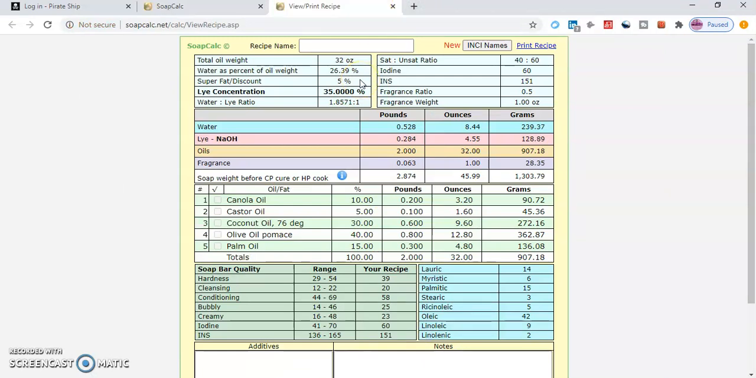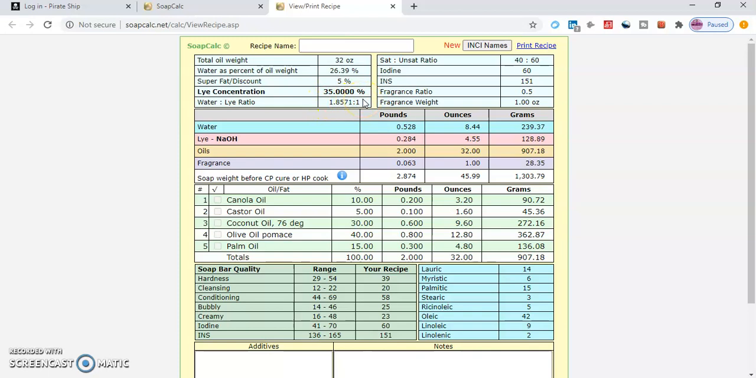What we're going to do is come over here, calculate our recipe, and we are going to click into our recipe, view our recipe. So as you can see here, when we changed it to ounces, this changed to 32 ounces instead of 2 pounds. Everything else remained the same. Our lye concentration has changed to the 35% we input into it. We can see our percentage of water to oil weight is now 26.39%. And when we look at our water to lye ratio, we're talking about a 1.85 to 1.